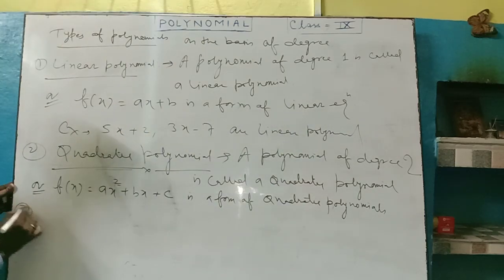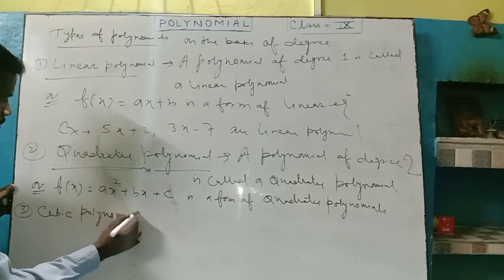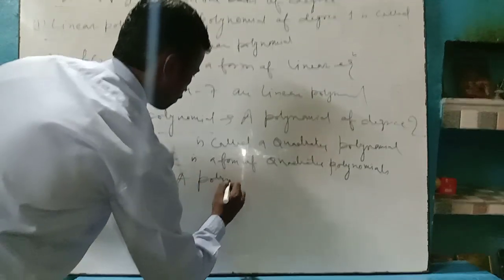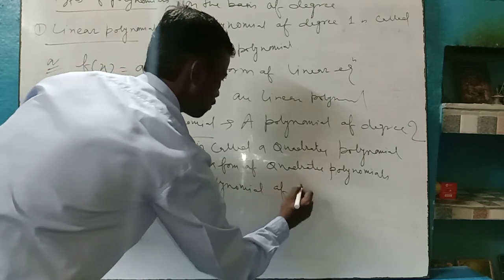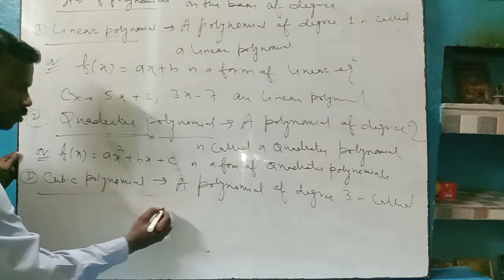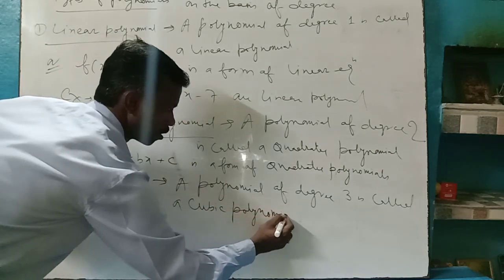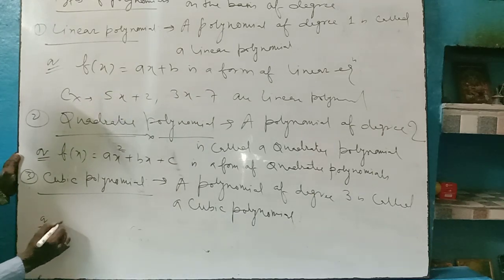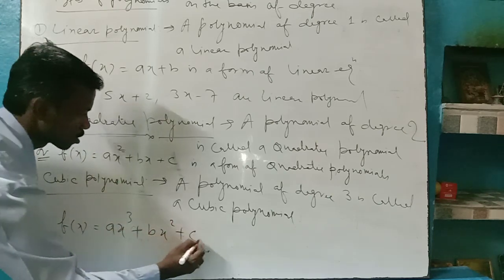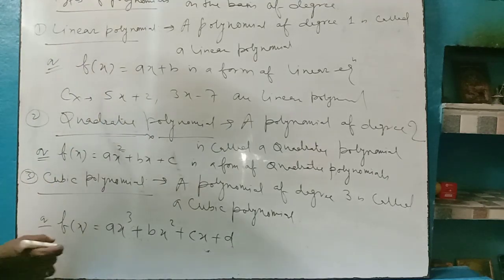Now third is cubic polynomial. A polynomial of degree 3 is called a cubic polynomial. Its form is ax³ + bx² + cx + d. This is the form of cubic polynomials.